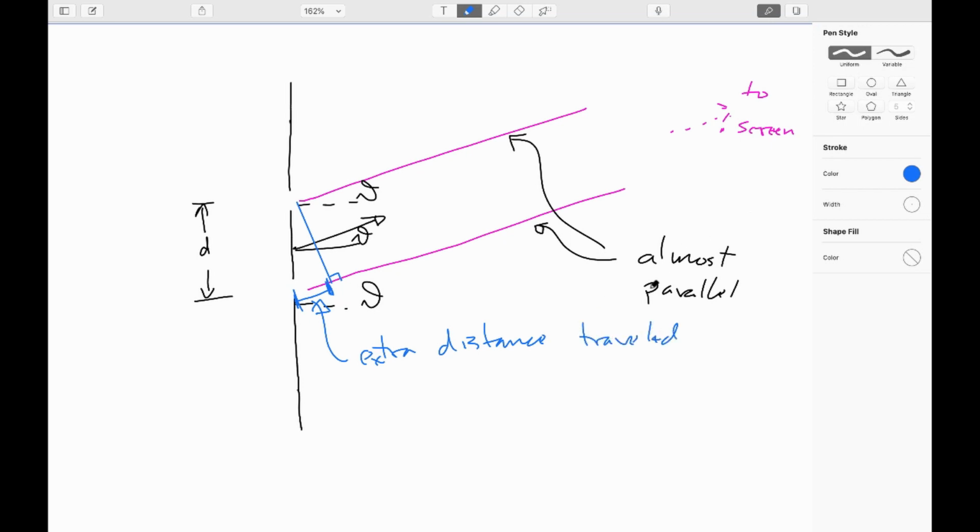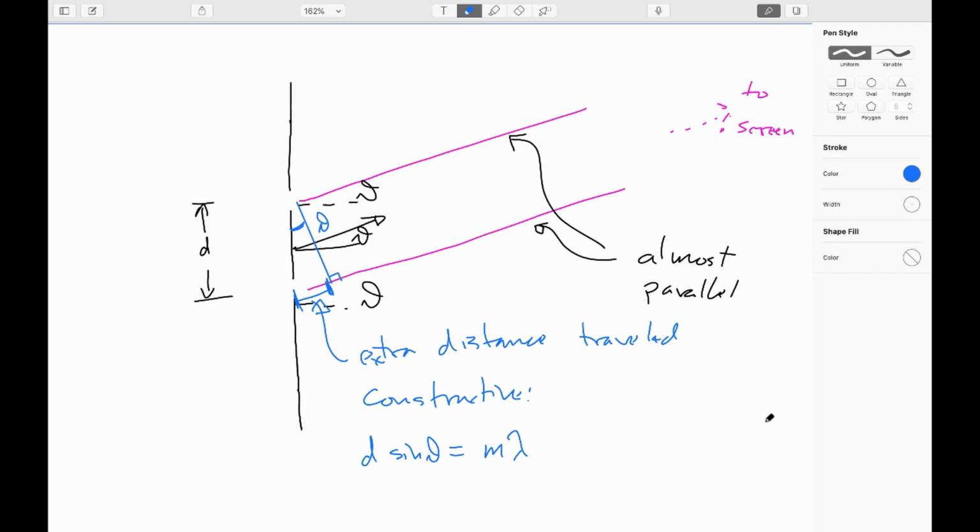So if we're going to have constructive interference, so we have a bright fringe, we need this extra distance right here to be equal to some integer times the wavelength of light. But what is this distance here? Well, this angle right here is theta as well. So this will be d times the sine of theta.